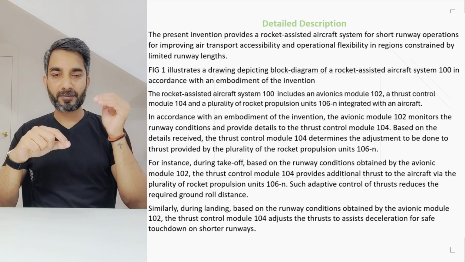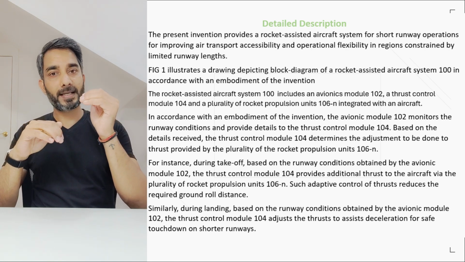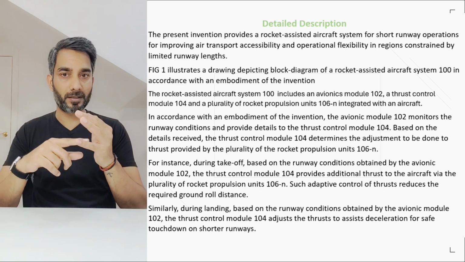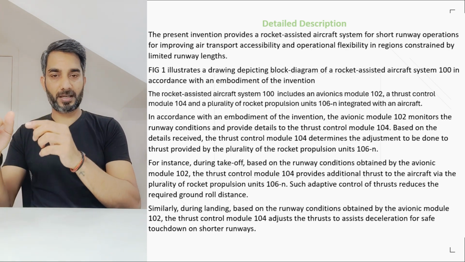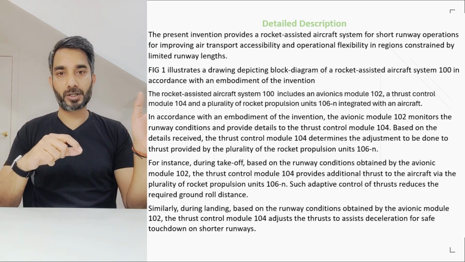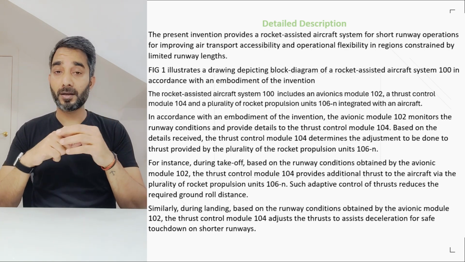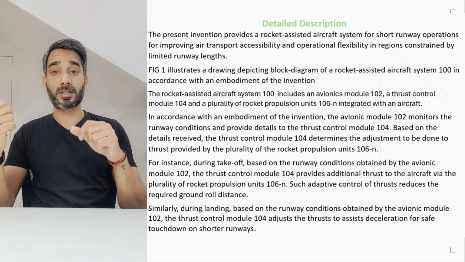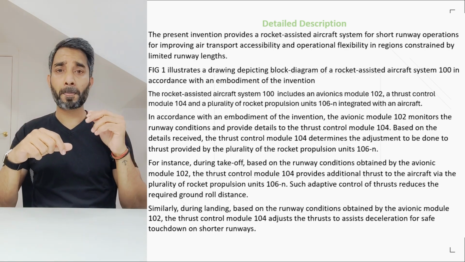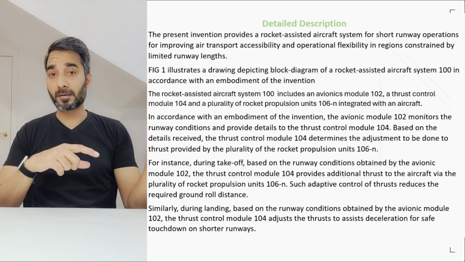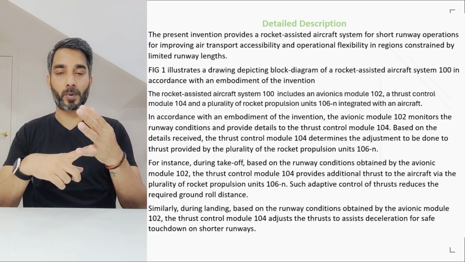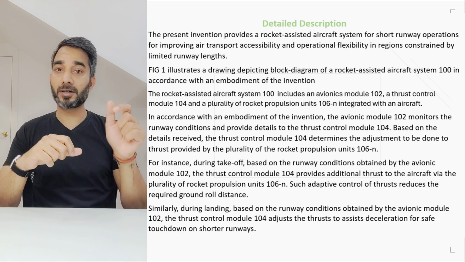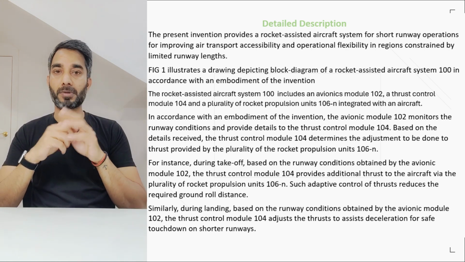After this, paragraph by paragraph, you take each component and its functionality. Let's say in our case, we start with the avionic module. We say avionic module 102 configured to, what does it do? Monitors runway. After it has monitored the runway, it shares the detail with who? The thrust control module 104. What does it do? It actually determines what could be the thrust that needs to be provided. And who does it provide to? It provides to the plurality of propulsion units 106, and I have numbered them because there are n number of it.